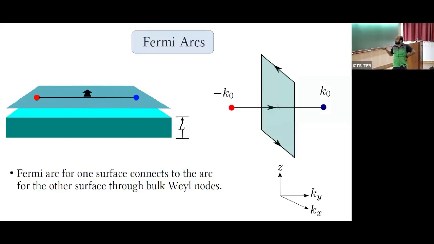Here we have a finite slab of a Weyl semimetal. It is finite in one direction, let's say z, and infinite in the other directions. As the other directions are infinite, the momenta in those directions can be considered good quantum numbers, whereas in the z direction the momentum is no longer a good quantum number.